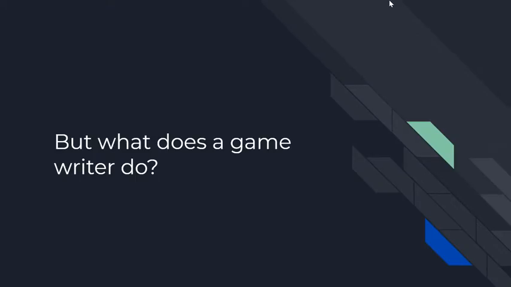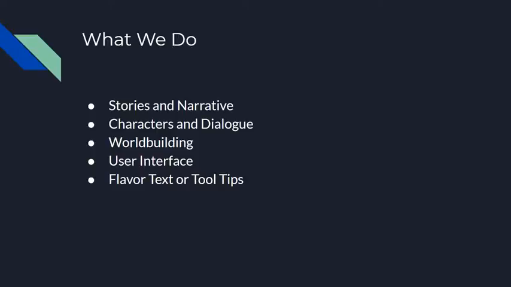But what does a game writer do to create all of this stuff? We figure out stories and narratives. We're in charge of obviously writing the dialogue, fleshing out the characters, all of the stuff that you would generally think of with writing. We outline the plot. We world build.